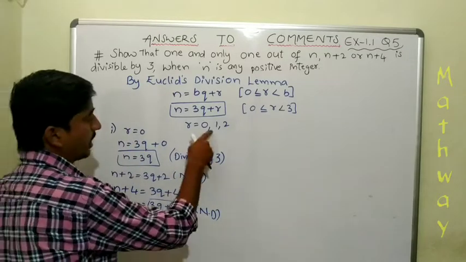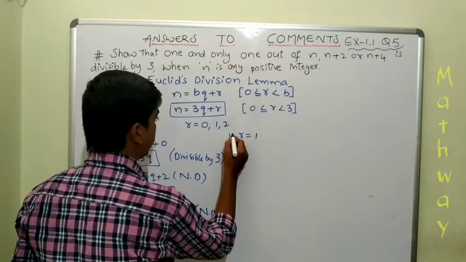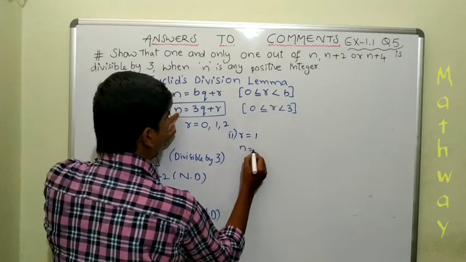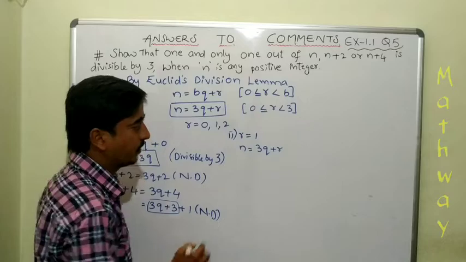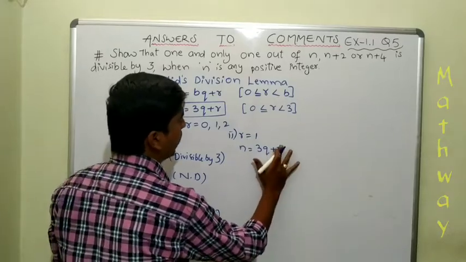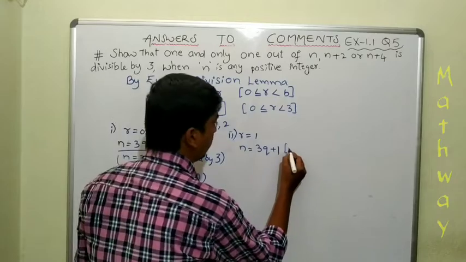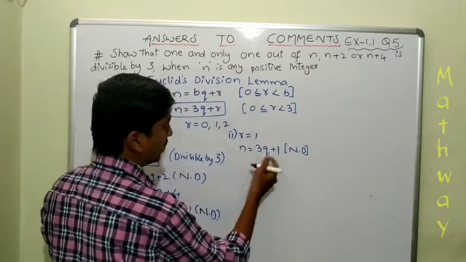Now let's take the remainder as 1. When r equals to 1, then here we get n equals to 3q plus r. R is 1. So remainder is 1. It means it is not divisible by 3. Not divisible. Next add 2 on both sides.